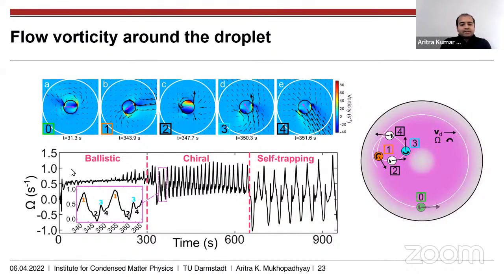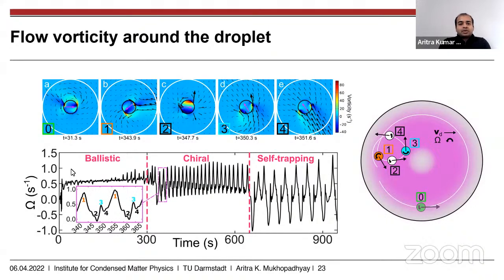When it goes to this chiral phase, you see that the average vorticity is still positive, but it shows many fluctuations. And the local maxima, as you see in this inset, correspond to the regions where the droplet turns. So at the turning points, the vorticity of the fluid around the droplet is a maximum. And this is what causes the droplet to turn back. So you see this kind of peak structure, this kind of fluctuations in the vorticity in the chiral regime.